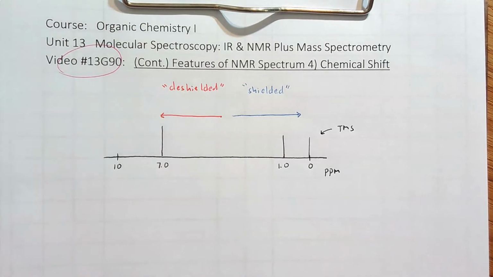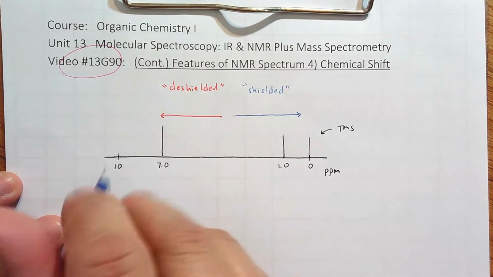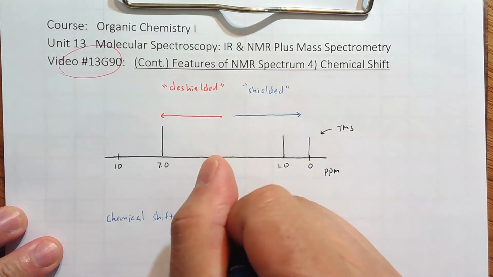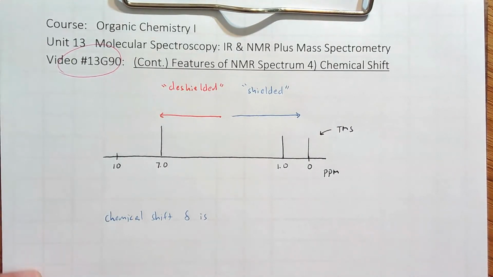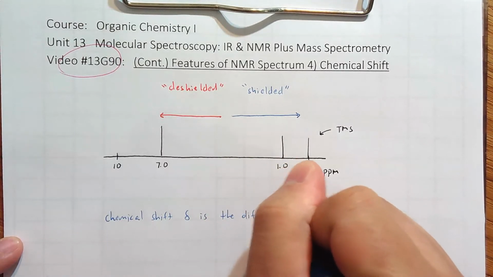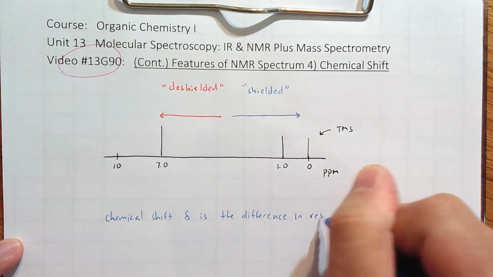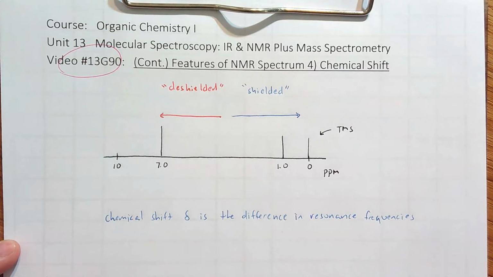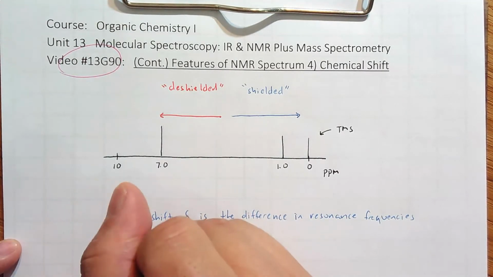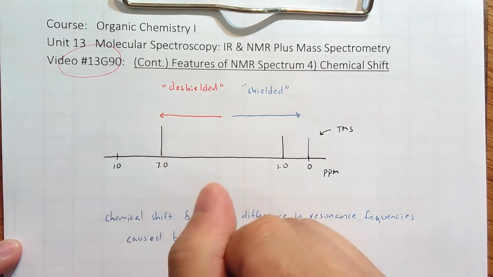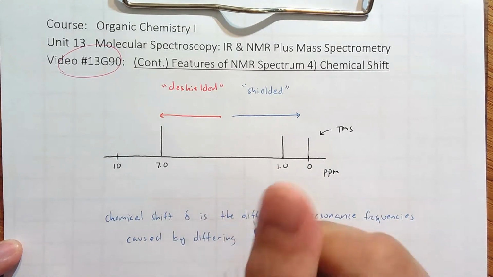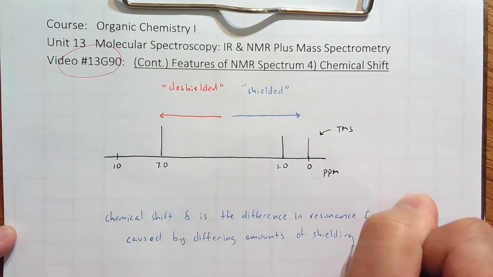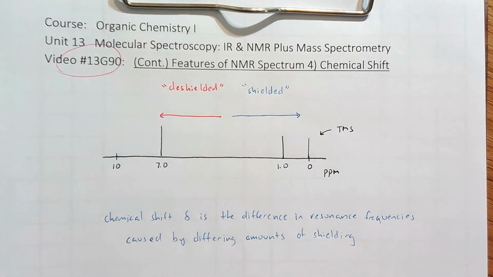Let me also give us a definition of chemical shift. Chemical shift, the symbol is this little delta, is the difference in resonance frequencies caused by differing amounts of shielding. The definition itself is not that useful, but the concept of shielding is very useful.